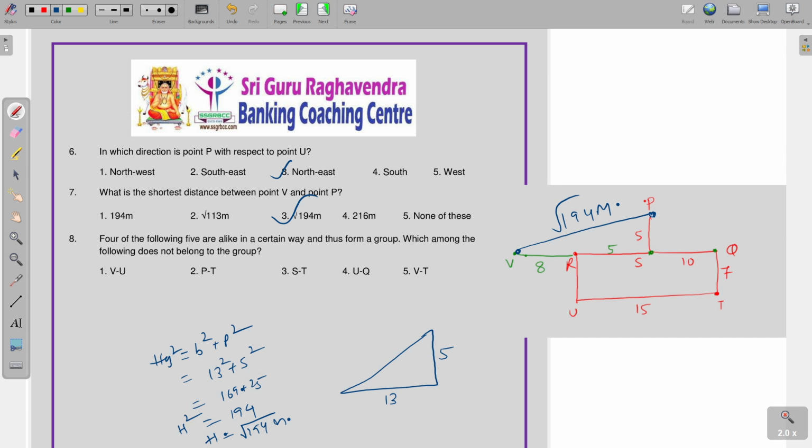And the next one: 4 of the following 5 are alike in a certain way and thus form a group. Which of the following does not belong in the group? See, V and U. So, V here and U here. U is southeast of V. P, T. So, P here and T here. T is also southeast of P. And S, T, and U, Q. U here and Q here. Direction is different. Option 4 is the odd one out.